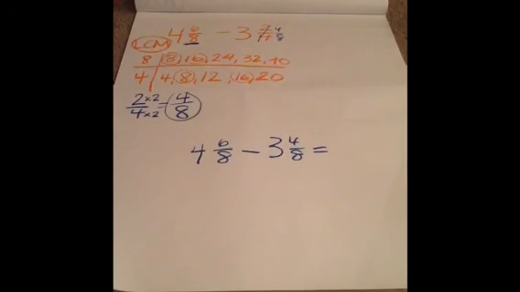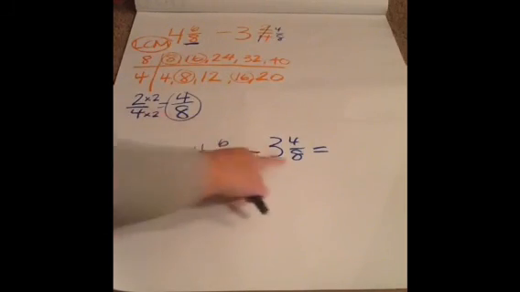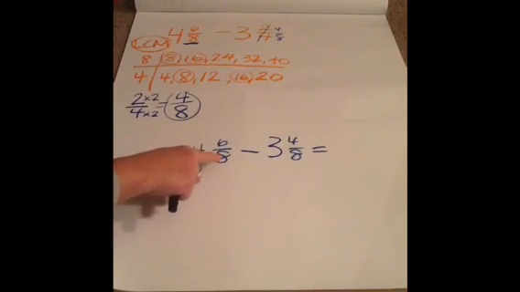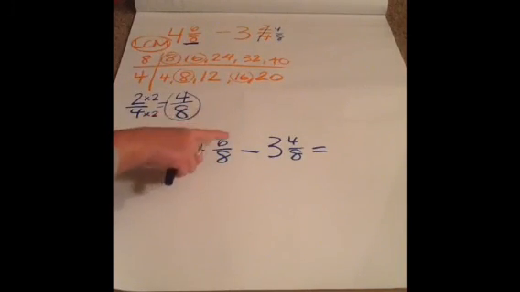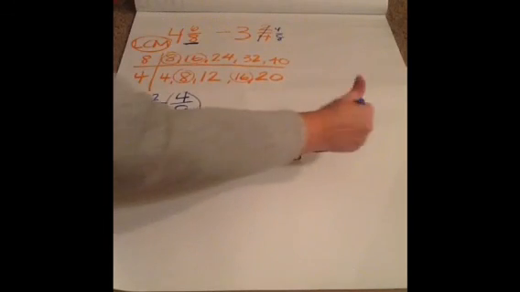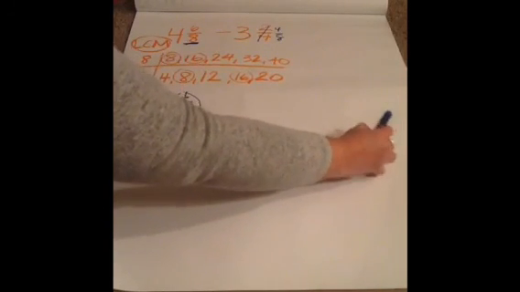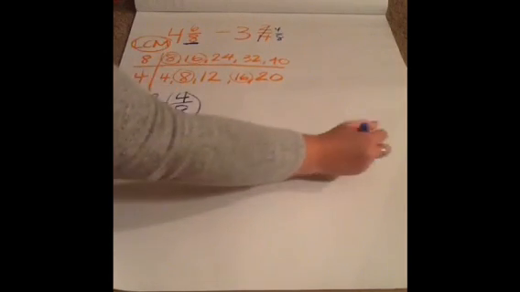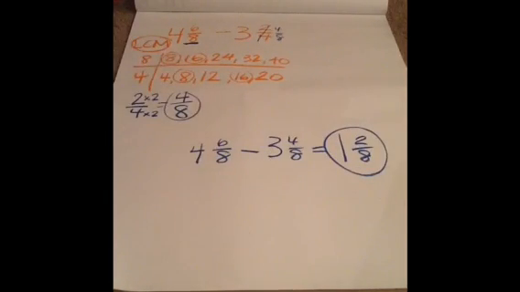So now, remember when we subtract fractions or mixed numbers, we subtract the fraction first to make sure it works so that we don't have to convert it into an improper fraction. 6 take away 4 is 2. Our denominator does not change. 4 take away 3 is 1. 1 2/8 is our answer.